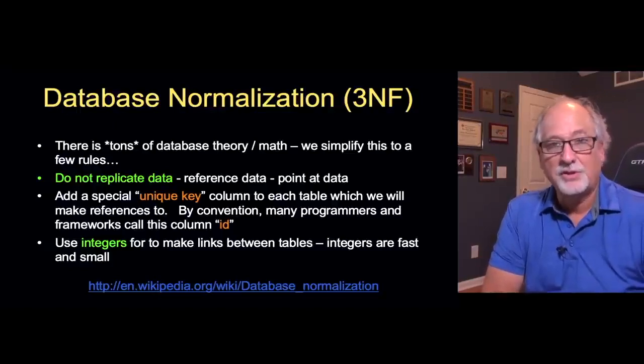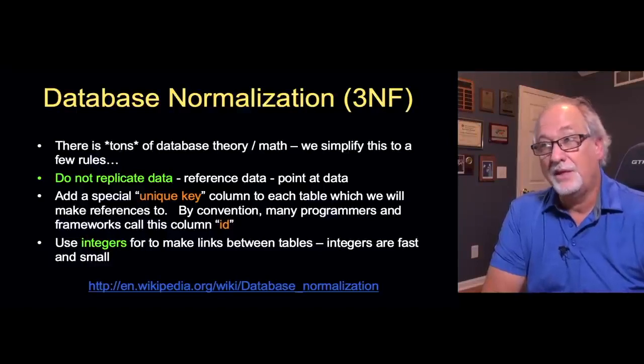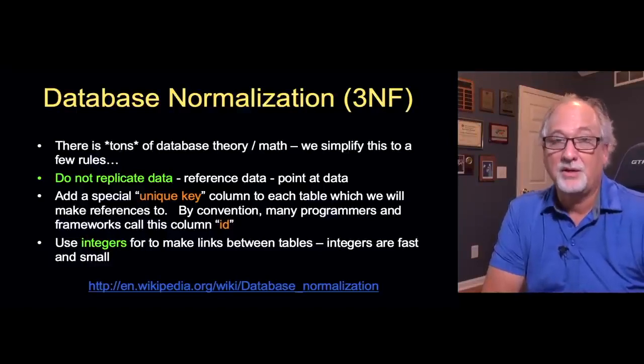And we use integers to make links between the tables, because integers are fast. They're the thing that computers understand better. Computers understand and move integers around. They use less data, they calculate, they compare really fast. And so integers are very important. So up next, we're going to take a look at some example data, and then we're going to design a data model for that data.